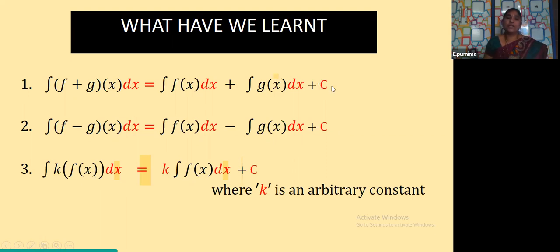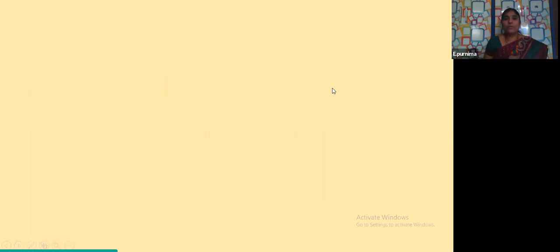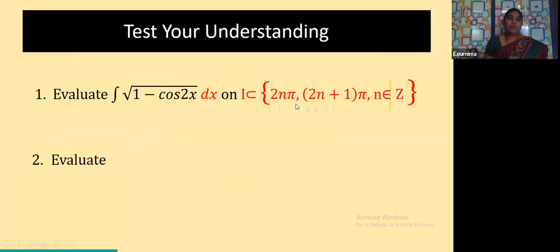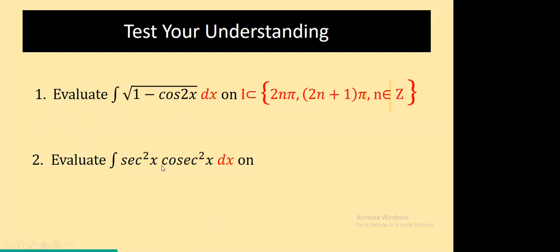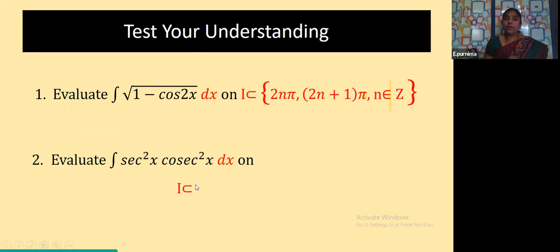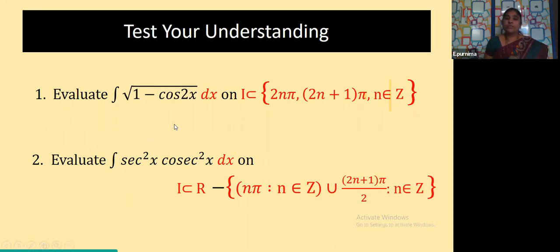Hope everyone enjoyed the session, children. So practice more. I'm giving you a few practice sums today. Evaluate integral of under root of 1 minus cos 2x dx on this interval. And evaluate integral of secant square x into cosecant square x dx on the interval I subset of R minus n pi, n belongs to Z, union (2n plus 1) into pi by 2, n belongs to Z. These are the two sums I'm giving you.